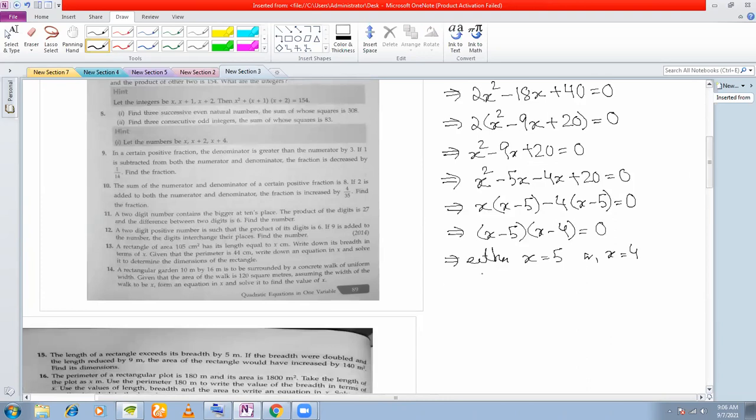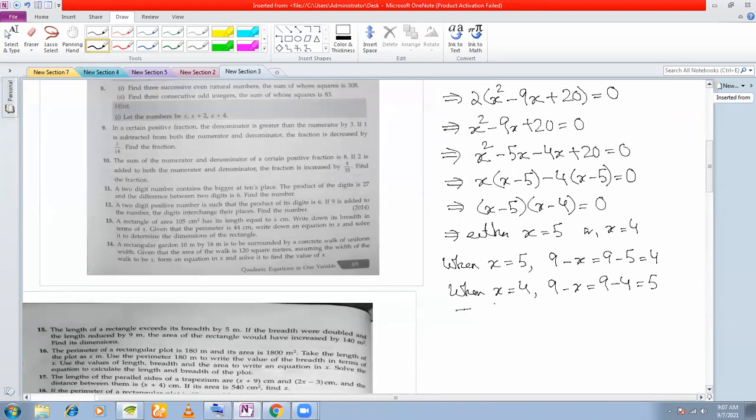So let us consider both the cases. When x is equal to 5, what is the other number? 9 minus x, 9 minus 5 equal to 4. When x is equal to 4, 9 minus x is 9 minus 4 equal to 5. Okay, so what are the two numbers? You take in any order. You either take 5, 4 or 4, 5, doesn't matter. So the two numbers are 5, 4.